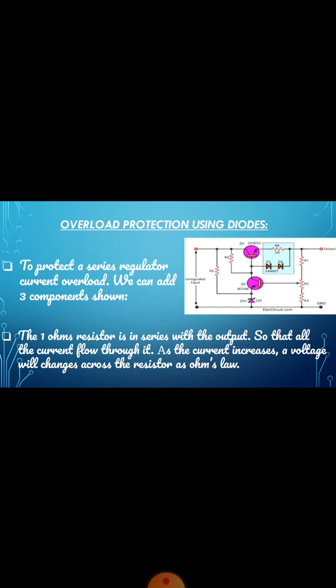To protect a series regulator from current overload, we can add three components as shown. What is that? Transistor, resistor and diode. The 1 ohm resistor is in series with the output so that all the current flows through it. As the current increases, the voltage will change across the resistor according to Ohm's law. We already know that Ohm's law is V is equal to IR. V is voltage, I is current and R is resistance.